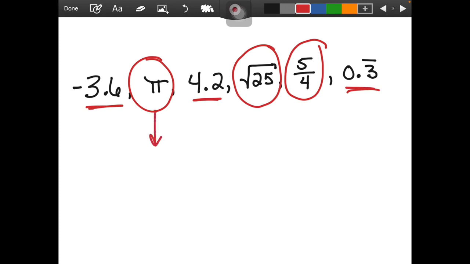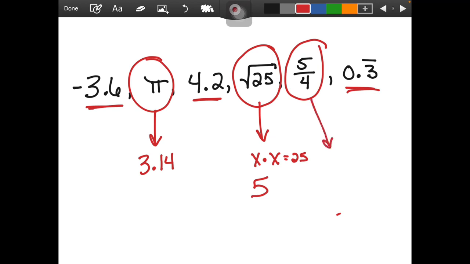First of all, I know this is pi, and I know the abbreviated form of pi is 3.14. Okay? The square root of 25, I know the square root of 25 is what two numbers multiplied by itself is going to give me 25. Well, I know 5 times 5 is 25. So that means the square root of 25 is 5.